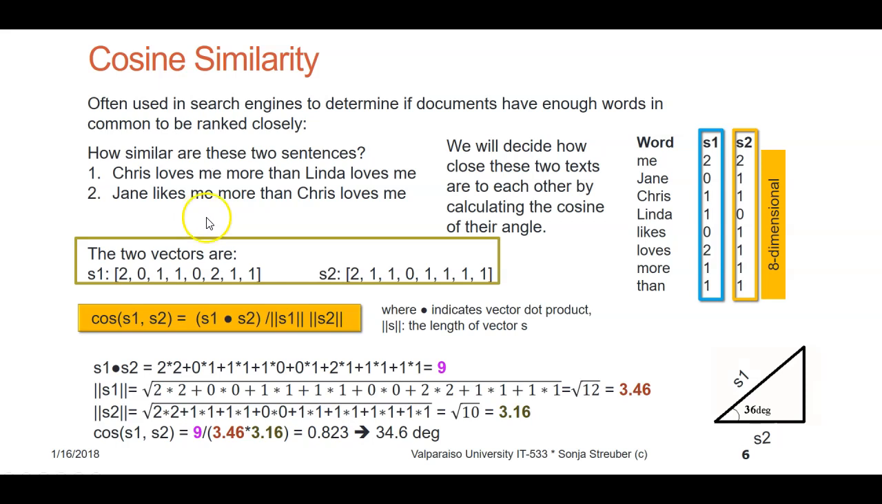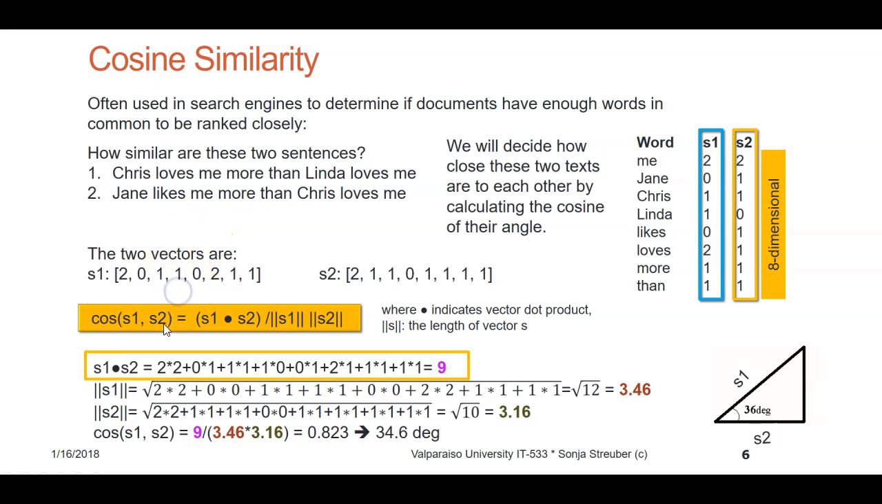So let's do that. We take the dot product first, which means multiplying each value from vector 1 with the corresponding value from vector 2. So 2 times 2 plus 0 times 1 plus 1 times 1 plus 1 times 0, and so on and so on. And that gives us the purple 9 here.